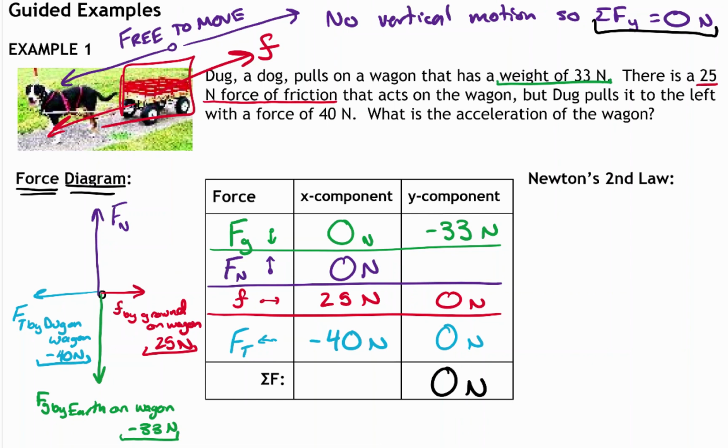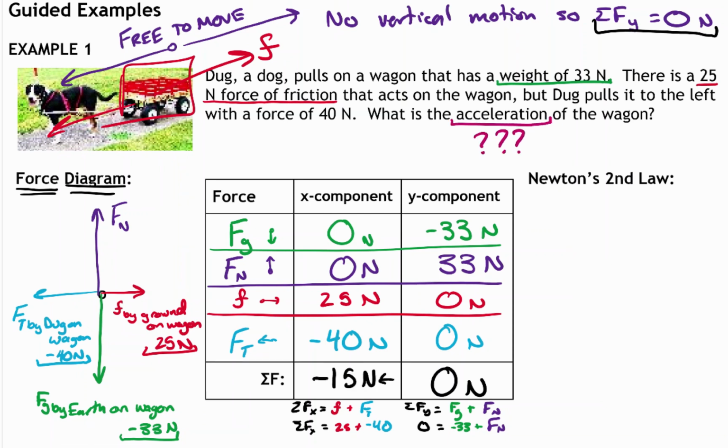The net force in the y direction is the sum of all the vertical forces. So in this case, the force of gravity plus the normal force. The net force in the y direction is 0. Force of gravity is negative 33, so the normal force is 33 newtons upwards. The net force in the x direction is the sum of all the horizontal forces. In this case, it'll be the force of friction plus the force of tension. So the net force in the x direction is 25 newtons plus negative 40, which is a total of negative 15, which means it acts to the left.